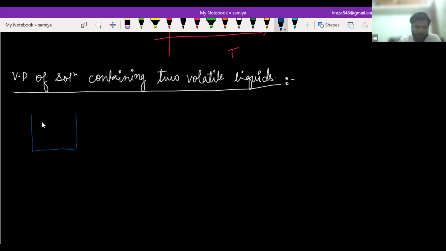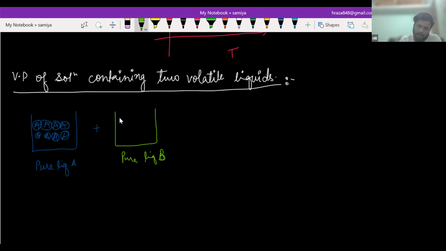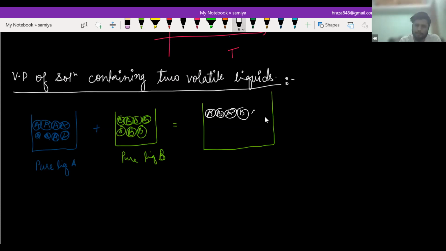We are going to make a solution. In the first container, A is present. A is basically volatile. In this container, only A is present, that means pure liquid A. And in another container, we have pure liquid B. And we are going to mix them in a bigger container in which A and B both are present like this. A, B, A, B, A, B, like this.